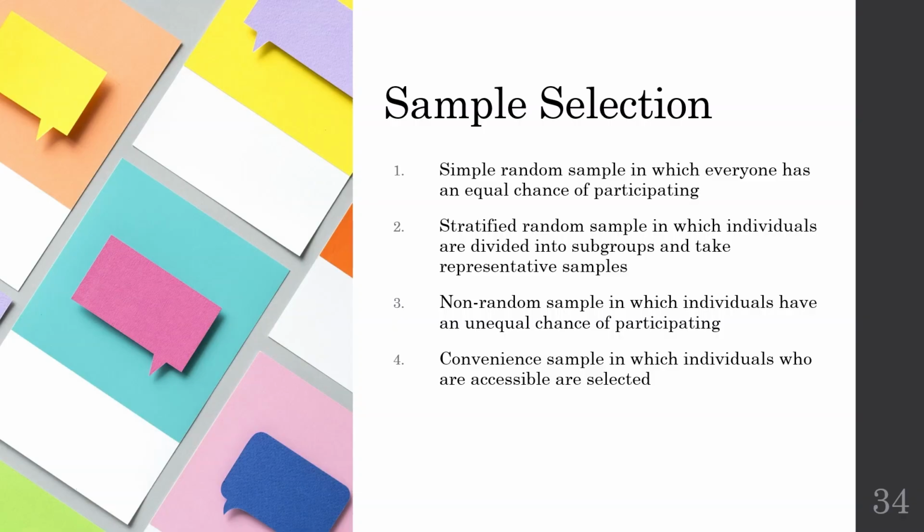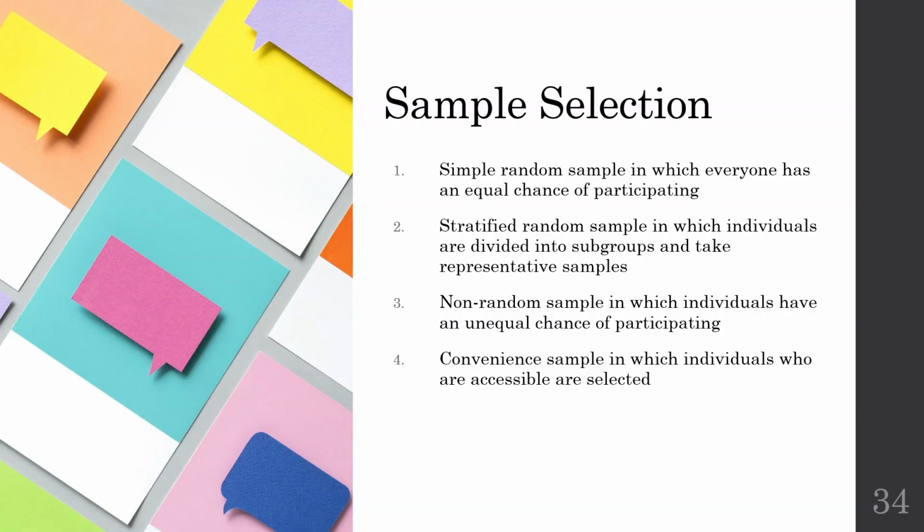Let's talk now about sample selection. So sample selection is really about selecting who's going to be in our study, right? So how do we select people to be in our research? There's a few different techniques and ways that we go about doing this. The first one you see here is just simple random. This is the idea that really everybody has an equal chance of being selected to be in the research study.